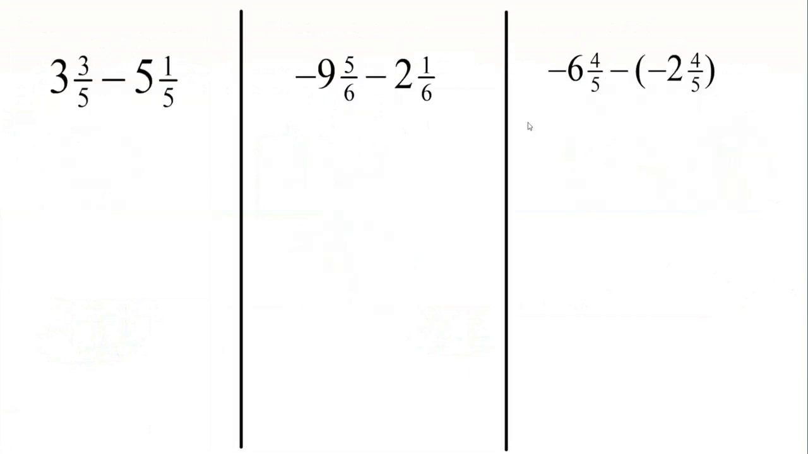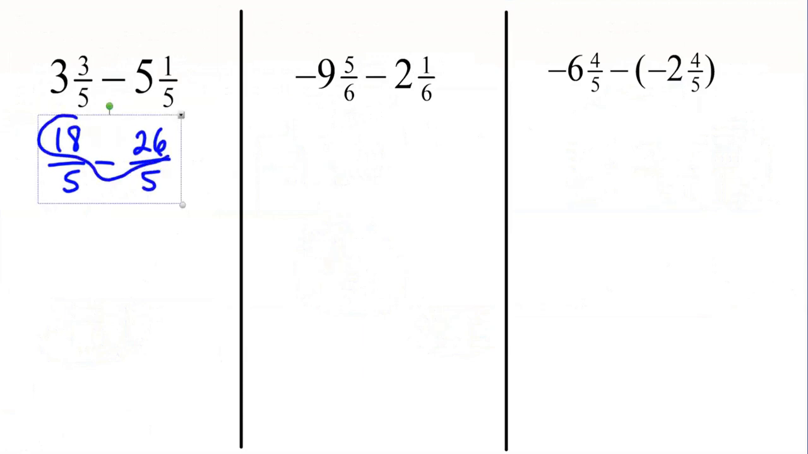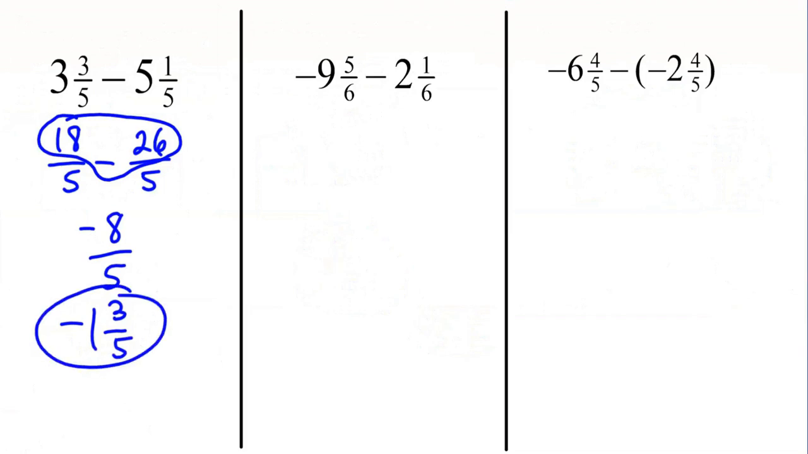Here are mixed numbers, which get a little bit more complex, especially when positives and negatives are involved. 3 3/5 minus 5 1/5. Again, I'm going to change these to improper fractions. 3 3/5 as an improper fraction is 18/5, and I'm taking away 5 1/5, which is 26/5. And then I will use my rules of subtraction for the numerators. 18 minus 26 is negative 8. So that's negative 8/5, or negative 1 3/5 as a mixed number.